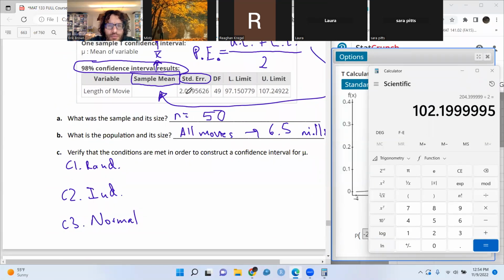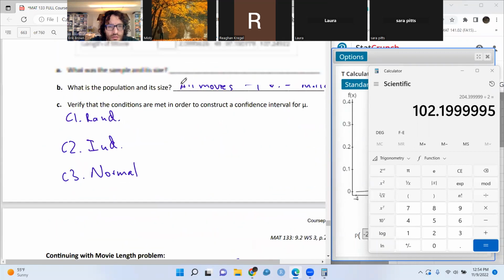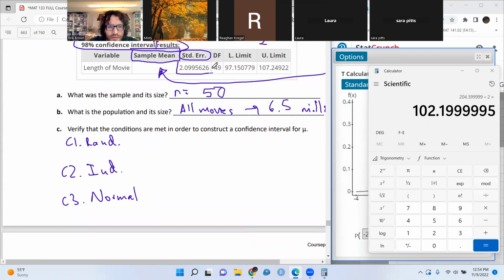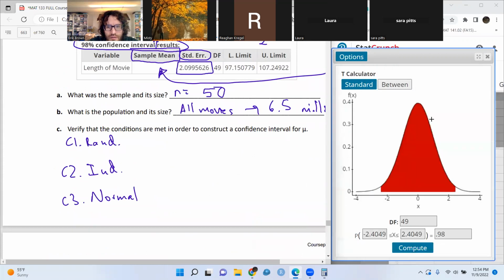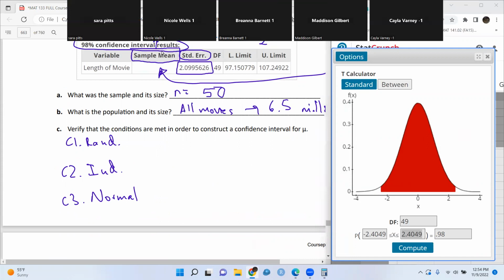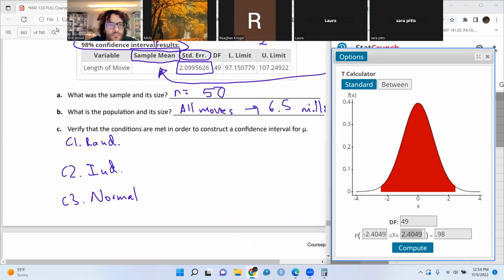Wait, did you say 2.0995626 or whatever this is rounded? For which one? For H. You were using this number, right? Oh, got it. Yeah, standard error times what we got for E. Yes. Good. Someone said you didn't get something, and we were chatting. I didn't know who it was. Speak.